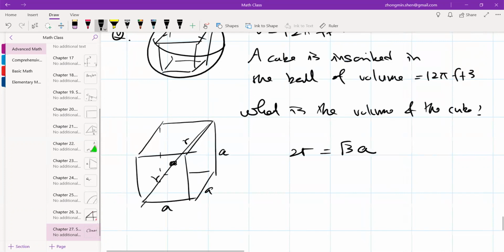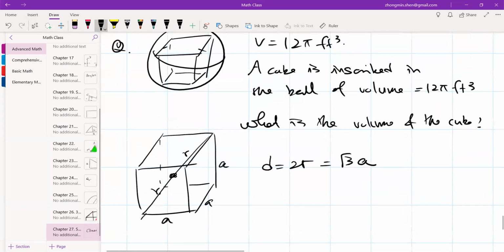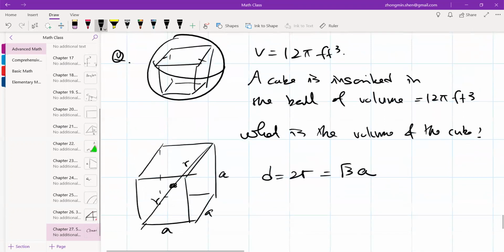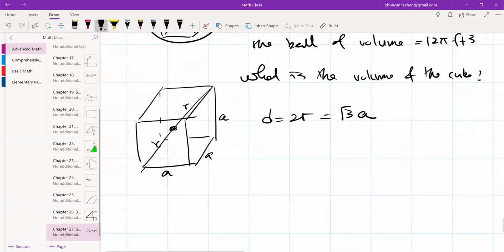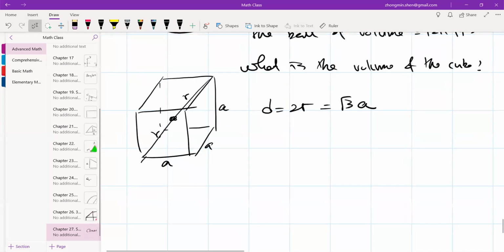Do you remember that relationship? The length of the diagonal is going to be double the radius. It's going to be square root 3 times A. Okay, so we already know the radius of the sphere. The reason is the volume of the ball is 12 pi, which is 4 pi r cubed divided by 3.